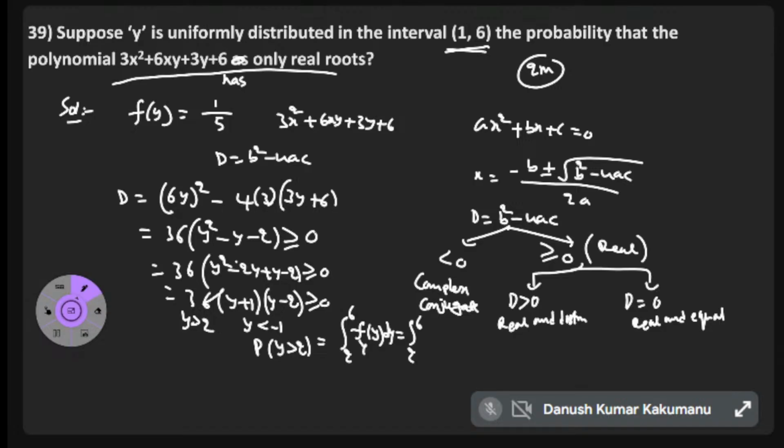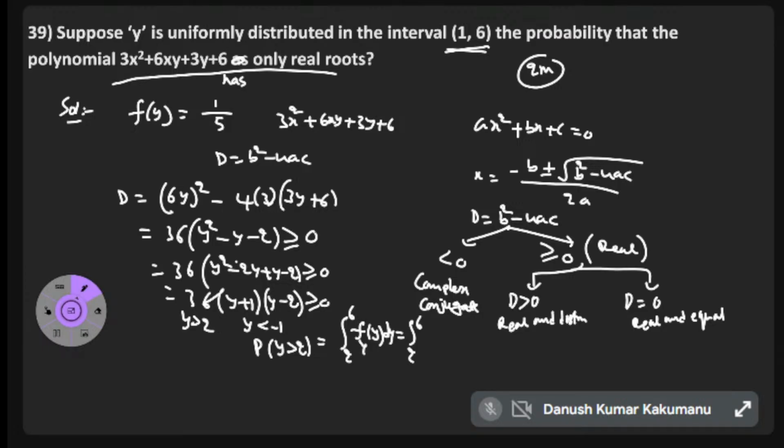What is the answer here? Integral from 2 to 6 of f of y dy. What is f of y? Within the 2 to 6 limits, what is f of y? You are not responding. F of y is how much? What is f of y?